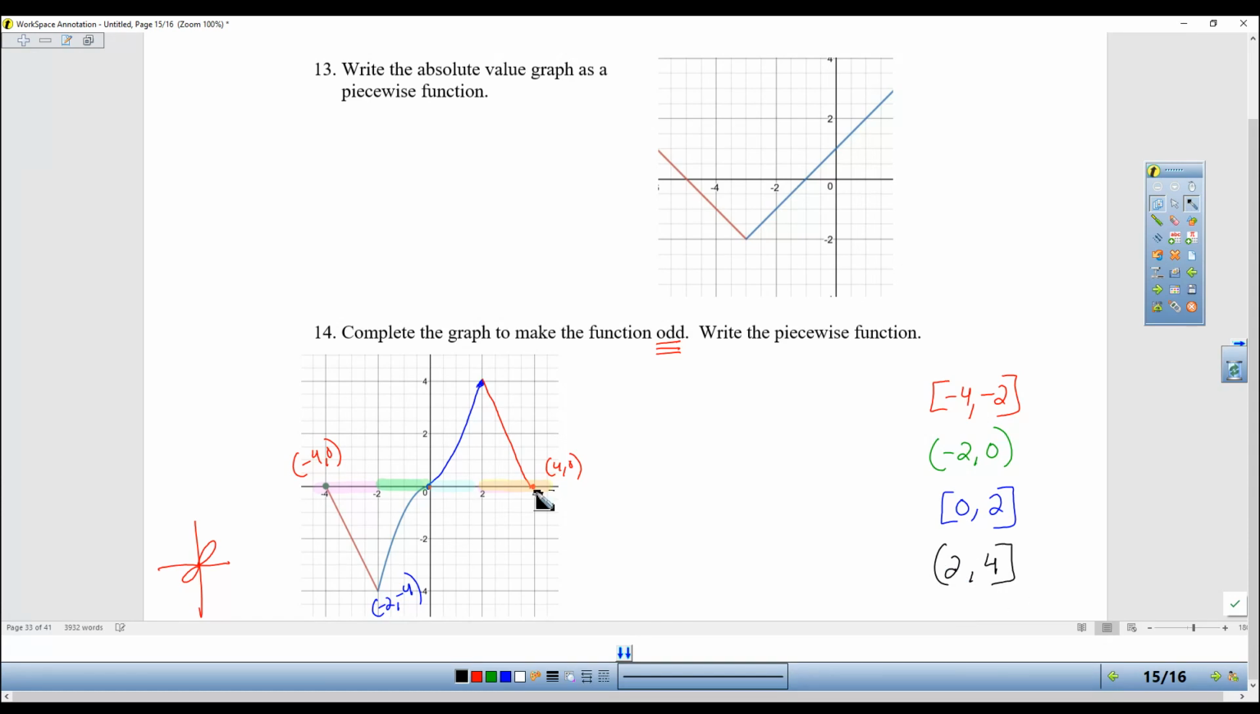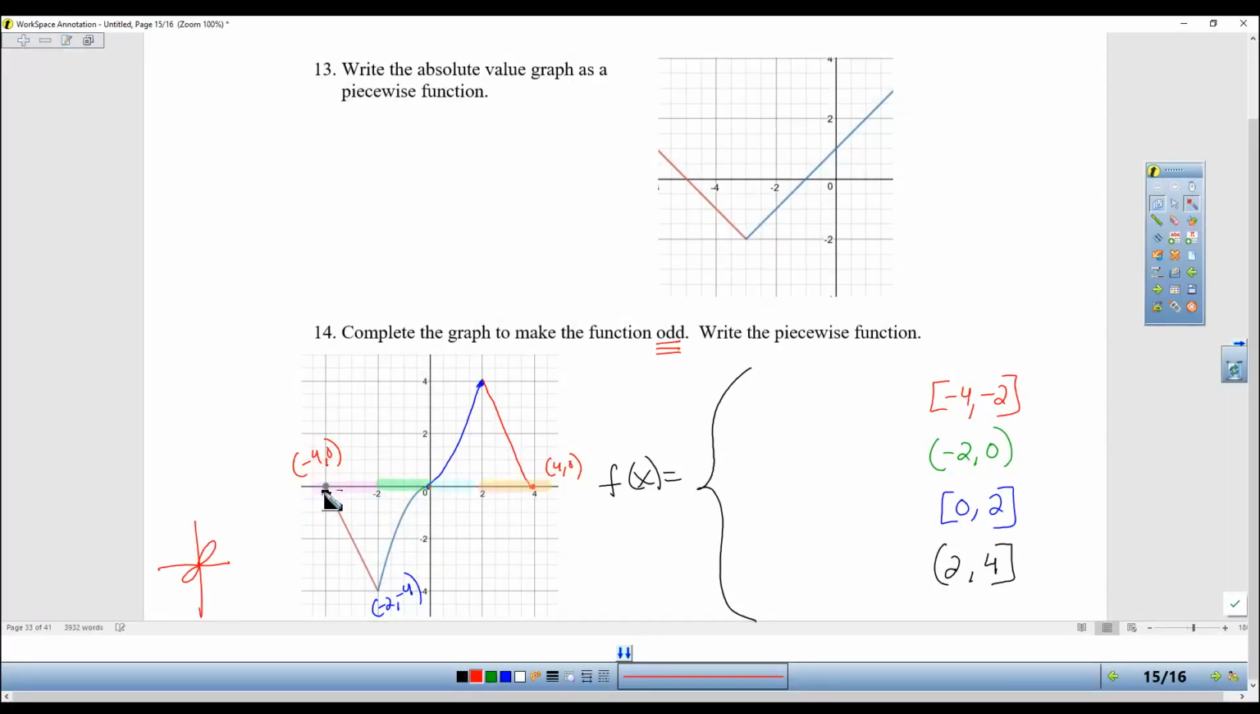2 to 4, but the last one does have to be a bracket because nothing else attaches it. F of x is equal to, I think I can do that better. You don't have to do it perfectly, but I guess as the teacher, I should really try and do it perfectly. Okay, perfect example of how you're not finding that b.